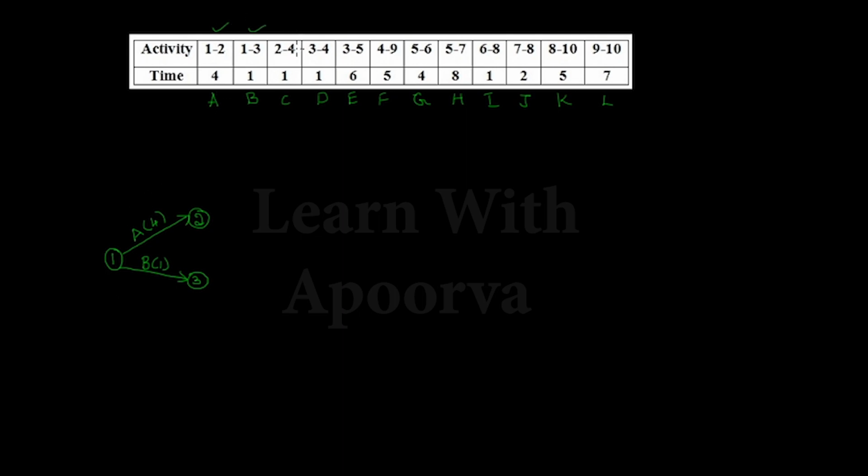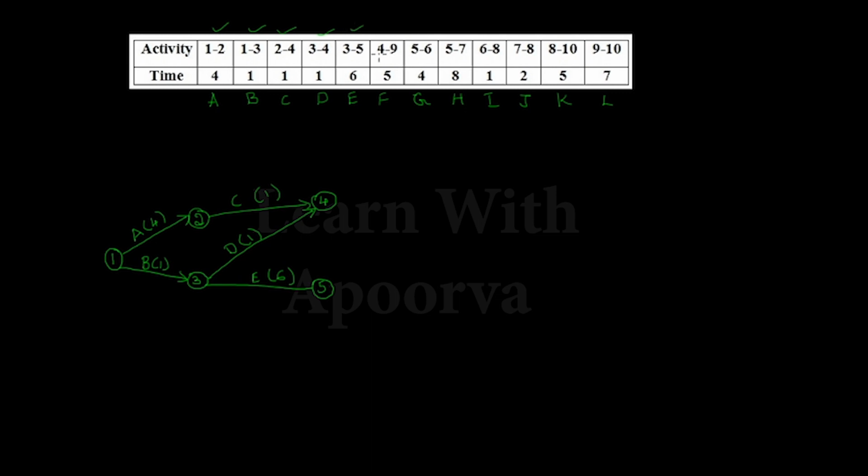Next, let us see 2 to 4. So we have the node here 2. So we have to add a new node which is numbered as 4, and its activity is C with the duration 1. So this is done. Next we have 3 to 4. So I have a node here 3. So this should go to 4 with the duration 1, and the name of the activity is D. So I have D with the duration 1. So next we have 3 to 5. So from 3 I should go to one more node which is 5, and its duration is 6, and name of the activity is E.